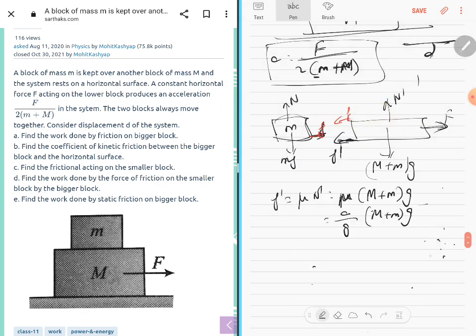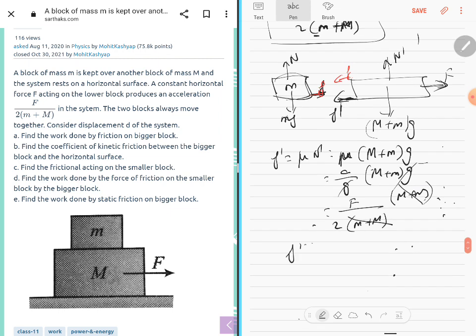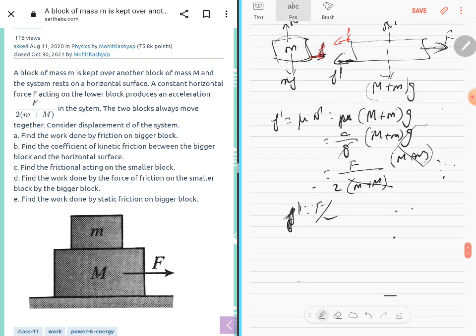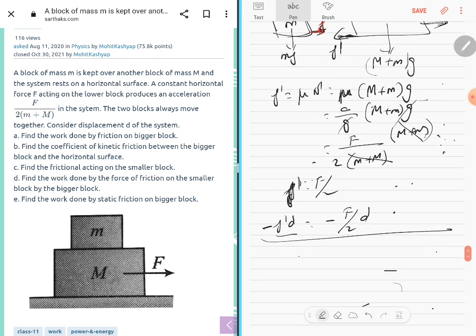So when you substitute it back here, it's F by 2g into (M plus m) into g. The g and g get cancelled, and the (m plus M) terms also cancel, so F dash is equal to F by 2. The applied force's half value is the frictional force, and the work done by the frictional force is F dash into d, considering it's moving through distance. It has to be negative because it's frictional force work, so minus F by 2 into d. And this answers the first question, the A part.